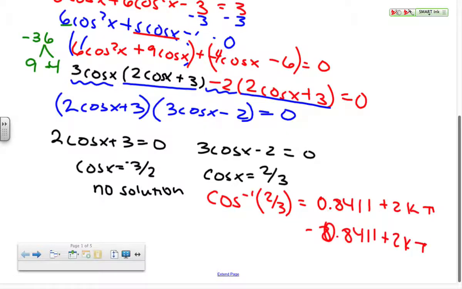Plus 2k pi. And now I'm finally finished. One problem, 5 minutes. Woo! That was intense. Okay, the next ones are not quite as intense. The last one is, but the next 3 examples are easier.